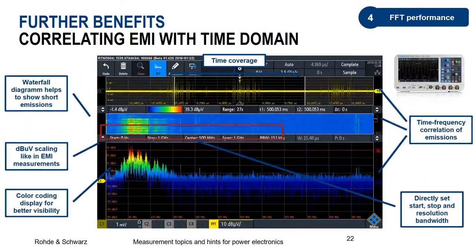Now, what are capabilities? I will touch a few things. One of the important advantages of scopes is that you can look at time domain and frequency domain at the same time. This means you can make correlations. You can see if something happens in the time domain, what is the effect on the frequency domain? What is the effect on emissions? What if I change my slew rate? What if I change my filter? How does this affect EMI? And it's also something which you can use for debugging if you see difficulties in a pre-compliance measurement.